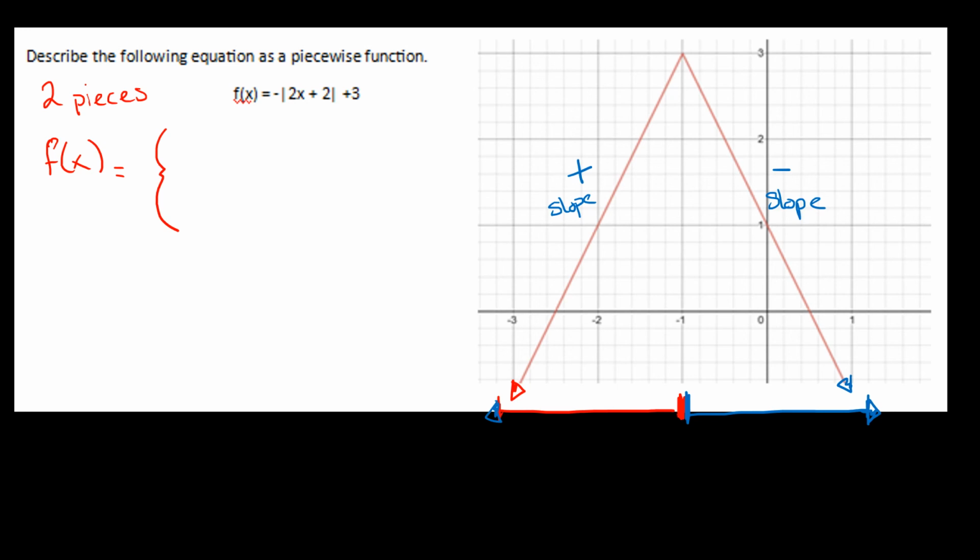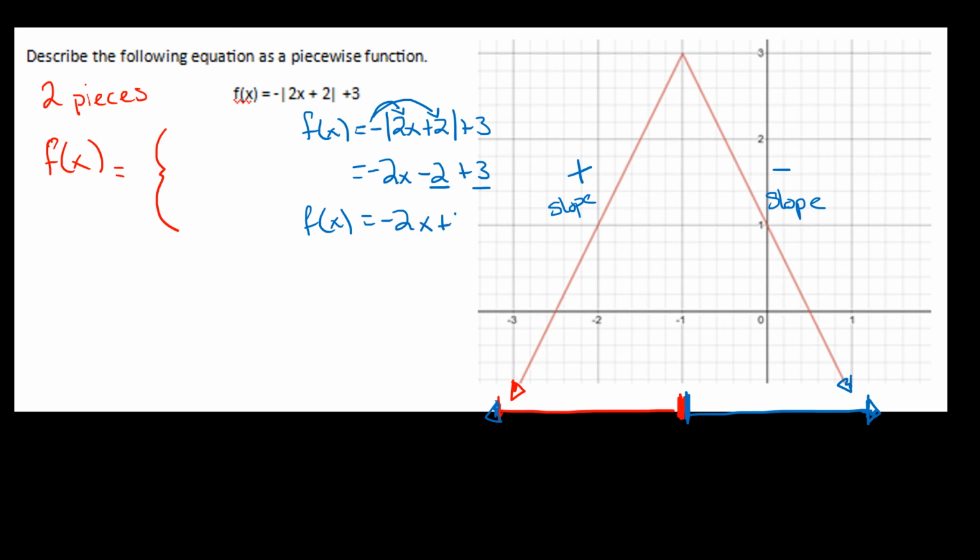So when we're working this out, we want to solve this, and what I mean is we want to drop those absolute values and get an answer. So when we say f of x equals negative absolute value of 2x plus 2 plus 3, we're going to distribute that negative in here. So we're going to get negative 2x minus 2 plus 3. Okay, we'll combine like terms. So we get f of x equals negative 2x. Negative 2 plus 3 is a plus 1. Okay, so this is one of our answers.